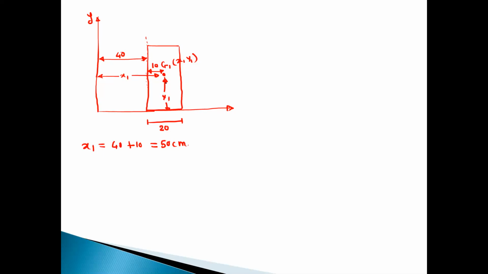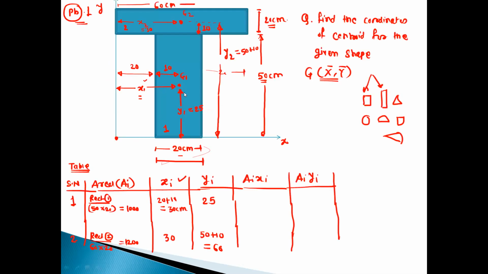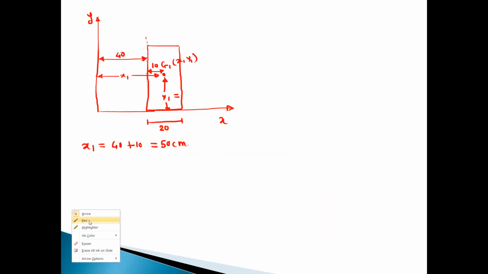Okay. y1 means what? Distance of center of gravity with respect to the x-axis. So directly y1 is nothing but 50 by 2. So this is 25 centimeter. So y1 is equal to 25 centimeter because this height is given, that is equal to 50 centimeter.